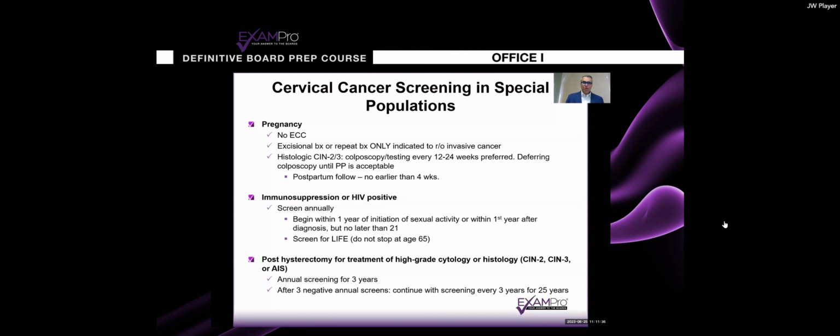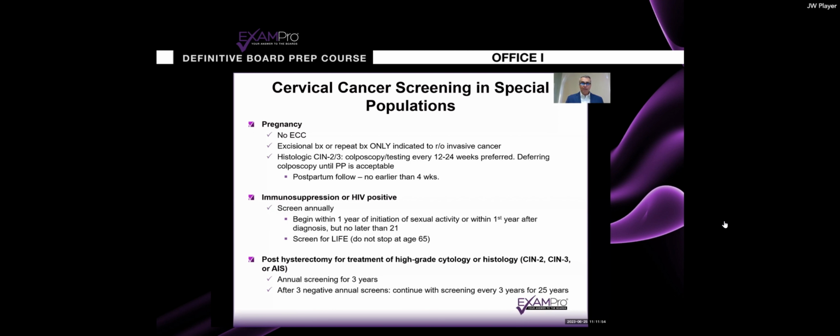For immunosuppressed or HIV positive patients, on this slide, I will mention that there is growing evidence and advocacy for not starting to screen before age 21 in these HIV positive patients, okay?